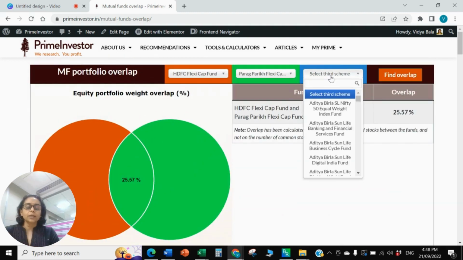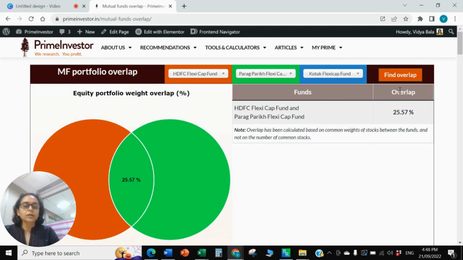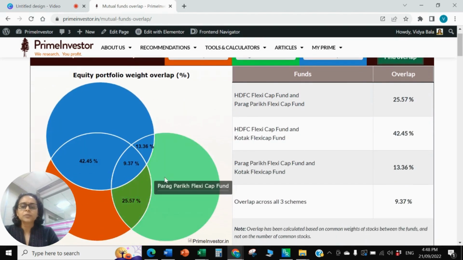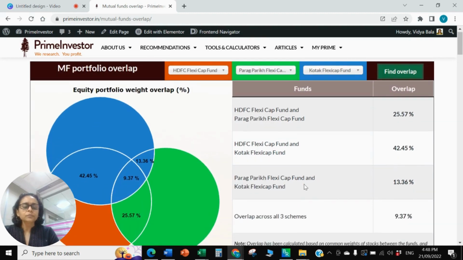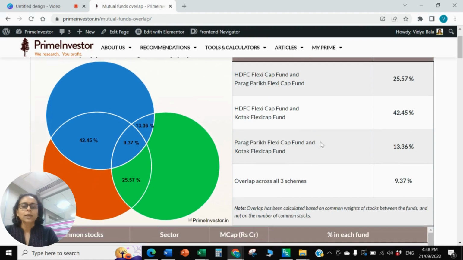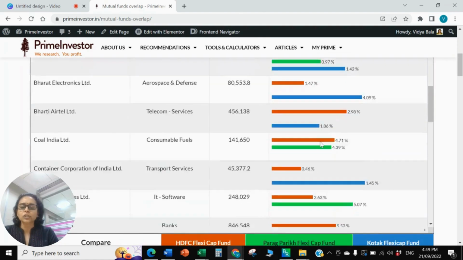For example, I'm adding a third fund here. Right? I'm adding a very large fund with a large AUM. And the overlap seems quite minimal here. But if you break them down individually, you can see that the overlap is high between HDFC Flexi Cap and Kotak Flexi Cap at 42%. And Parag Parikh has very little overlap with the other funds. So you're on safe grounds there.